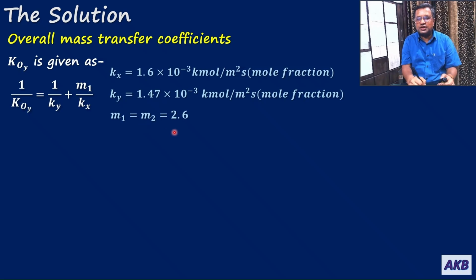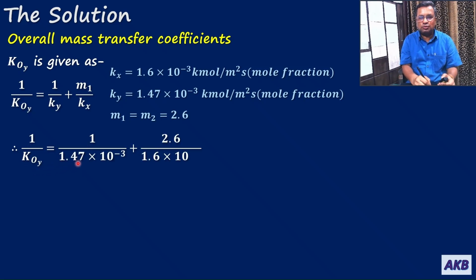Both the slopes are equal to 2.6, the average slope. So the only unknown in this case is Koy. So let us get it. 1 upon Koy is equal to 1 upon 1.47 into 10 to the power minus 3. I am using the values, plus 2.6 divided by 1.6 into 10 to the power minus 3.